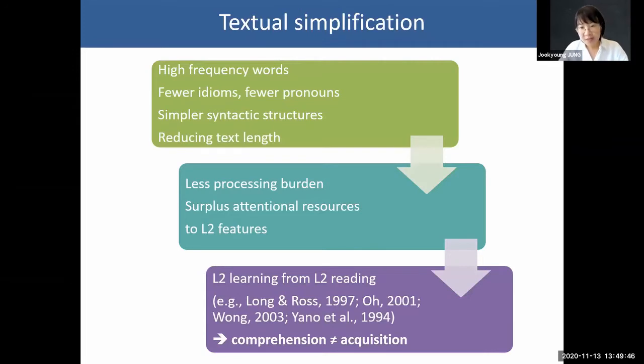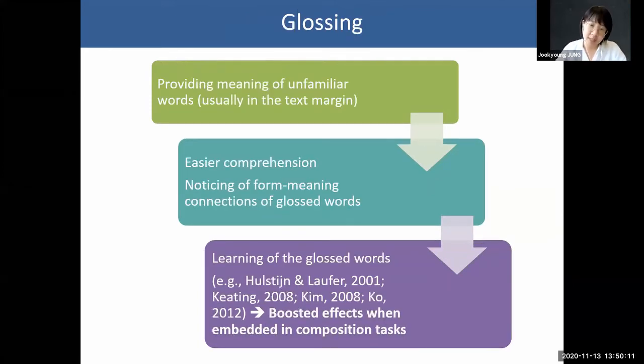However, research findings have shown that texture simplification may have some facilitative effects on L2 reading comprehension, but not so much for facilitating L2 learning from L2 reading, because comprehension and acquisition are two different concepts. They are closely related, but comprehension does not guarantee acquisition. The next popular texture modification technique is glossing.